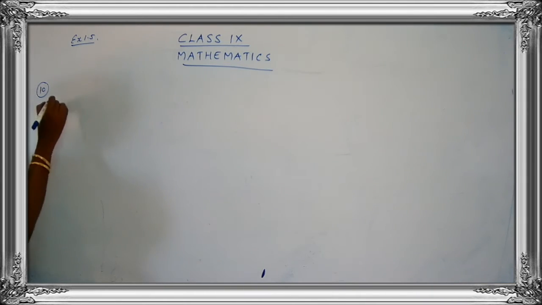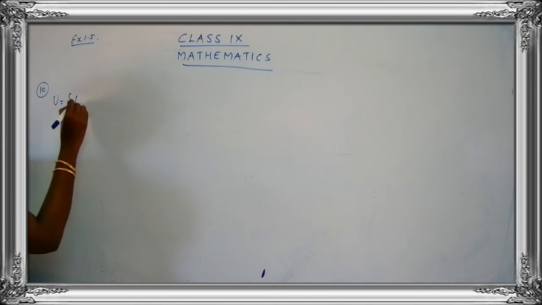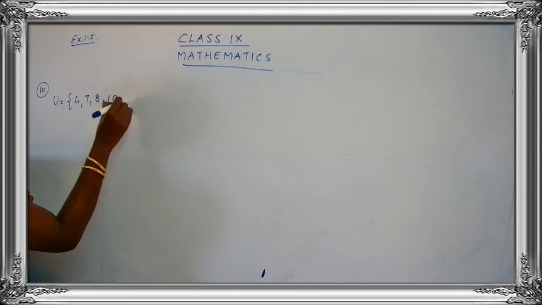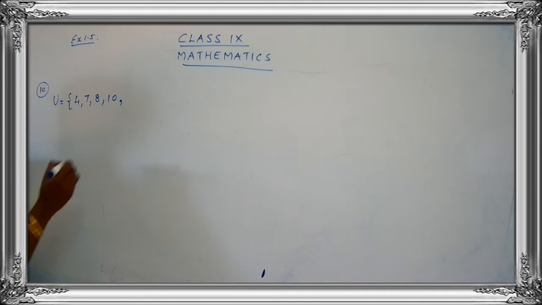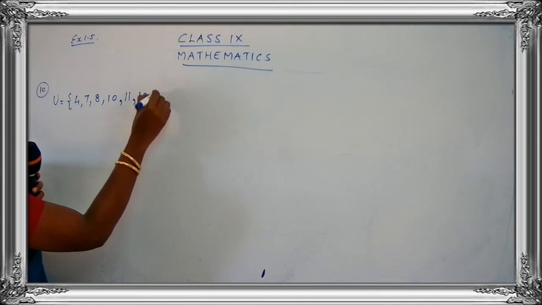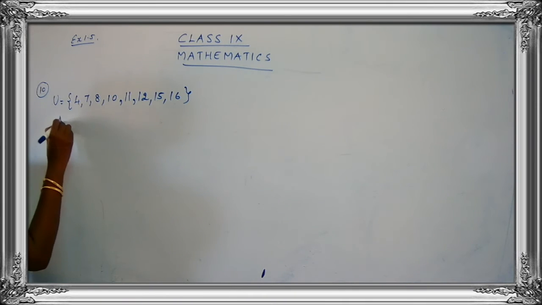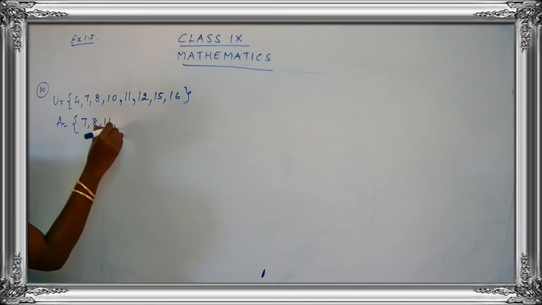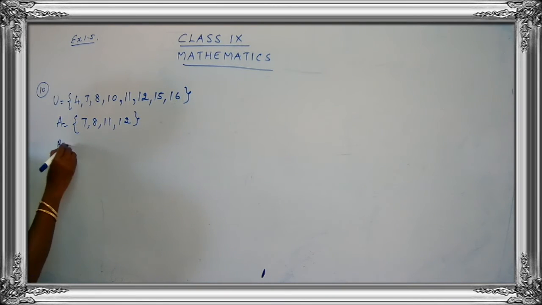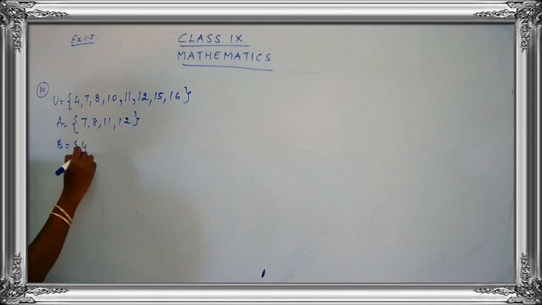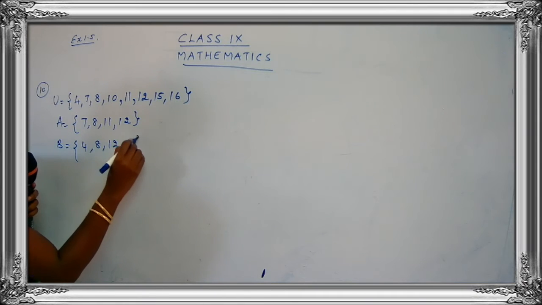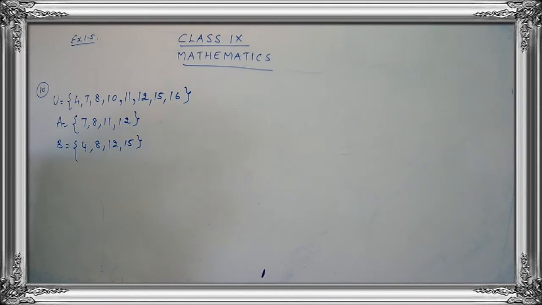If U is equal to, so they have given you a value for the universal set, U is equal to 4, 7, 8, 10, 11, 12, 15, 16. A is equal to 7, 8, 11, 12. And B is equal to 4, 8, 12, 15. Okay, so they have given you A and B, and also they have given you the universal set.